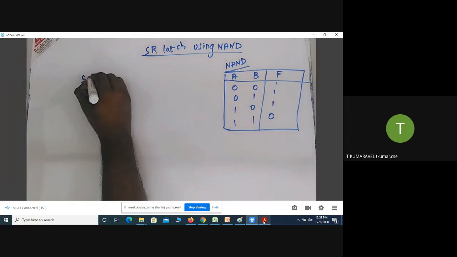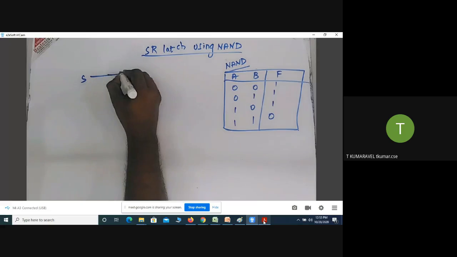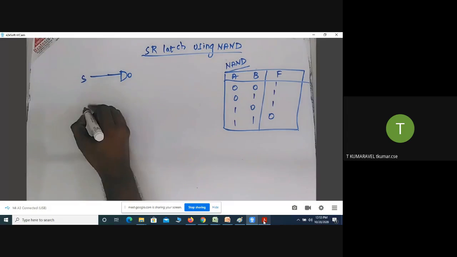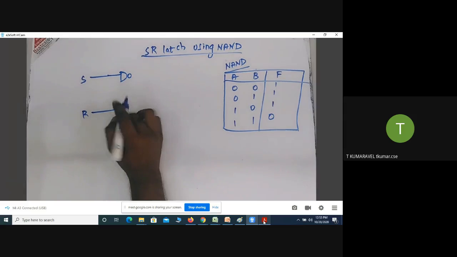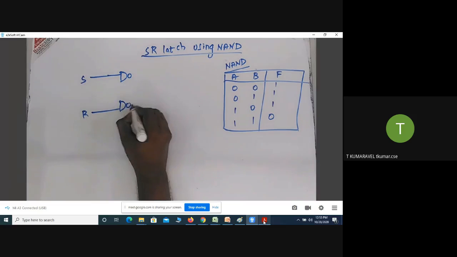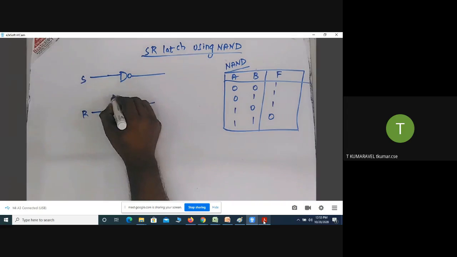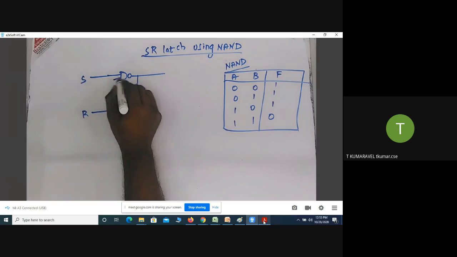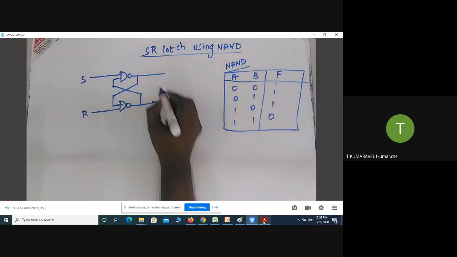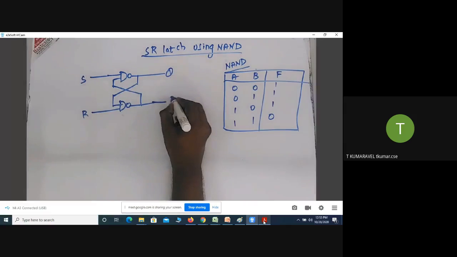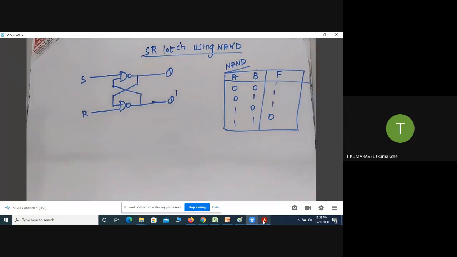Next, I'm going to draw the circuit diagram for the SR latch using NAND gate. Okay, this is a NAND gate. This is Q, this is Q dash.